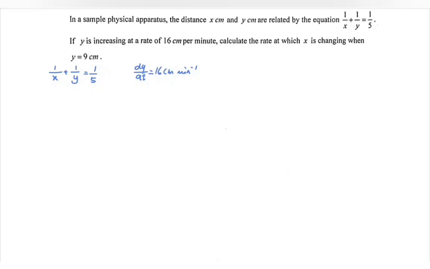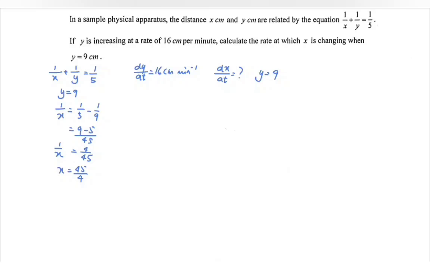Calculate the rate dx/dt when y equals 9. My suggestion would be to find x first before we start the situation given. So let's say y equals 9. If we substitute, we have 1 over x equals 1 over 5 minus 1 over 9. So now we have 9 minus 5 over 45, so 1 over x equals 4 over 45. Then to find x, we have 45 over 4. So that is the situation given.